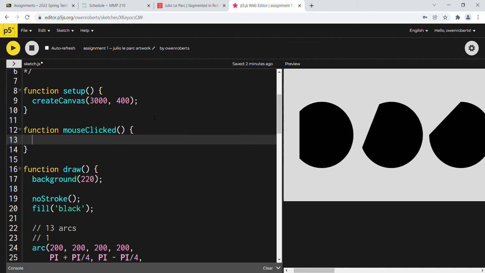And what this is going to do is it's just going to run this code whenever I click the mouse on the canvas. And there's another function called save, which will save an image for me. And I can also name the image and say what type of image I want.